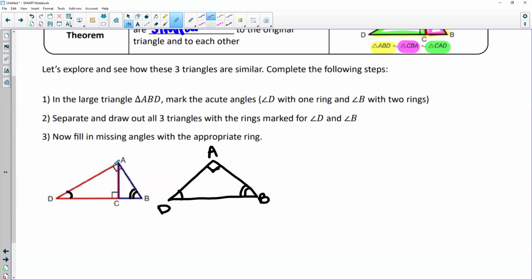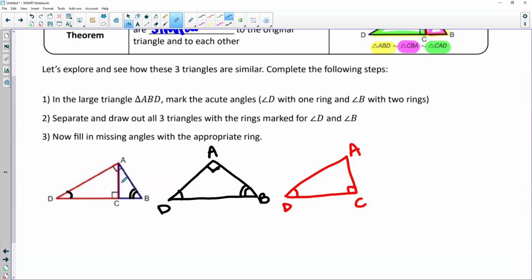Next, we're going to draw the triangle in red, the triangle here on the left, the medium triangle. If I look at this medium triangle, we see that now we're looking at triangle DCA, where angle C has the right angle. And what you'll notice is that the red triangle contains angle D, right? And it was understood earlier that angle D was what we marked with 1 ring. So I'm going to put 1 ring there.